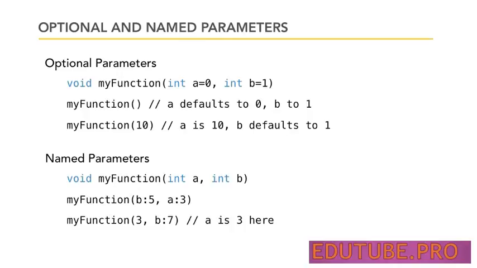Now notice that if you don't supply a named parameter, then they have to go first. So for example, if I wanted to do this, b colon 7 and then 3, that would cause an error because the C# compiler would say, well, wait a second, you're not supplying a name for a, and therefore I don't know which parameter you're talking about. So you have to put the non-named parameters first.